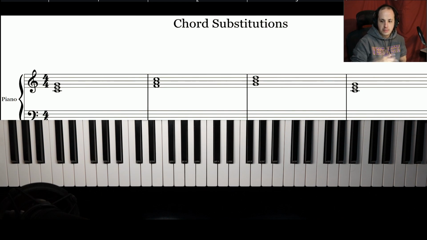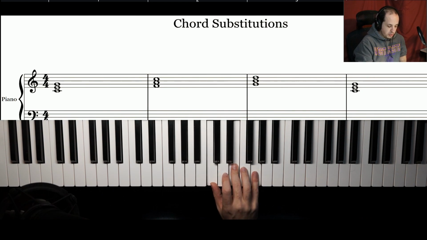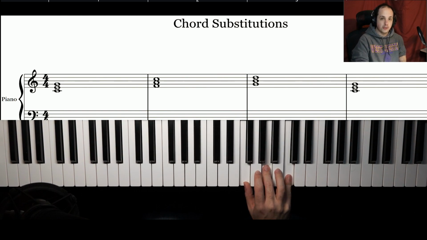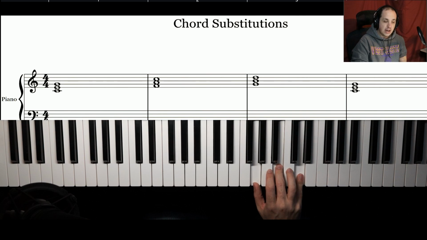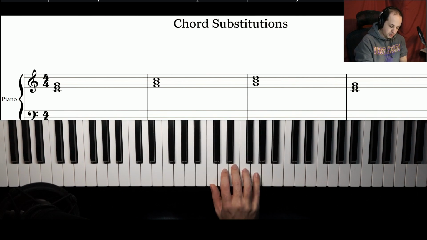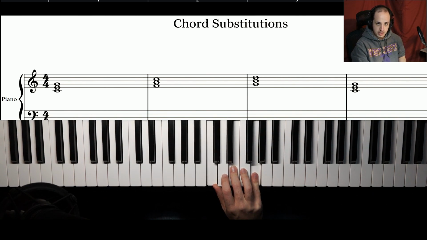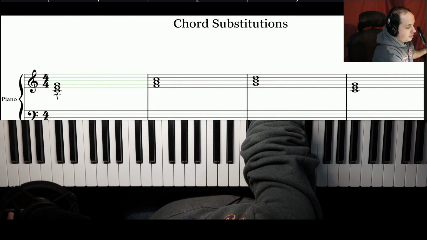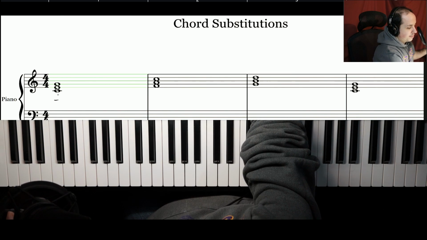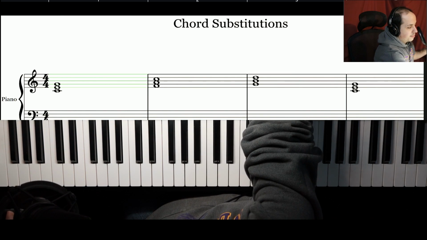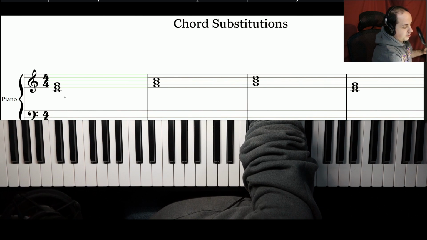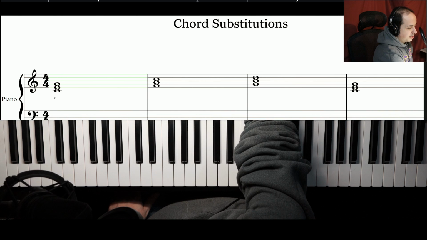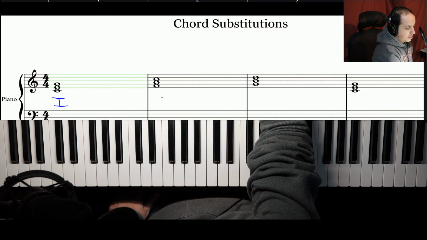1-4-5-1 progression. All that means is that our first chord is built on the first note of the scale. The fourth chord is built on the fourth note of the scale. The 5 is built on the fifth note of the scale, and then you go back to the 1 chord in C major. All right, so let me write these out. So you got 1. Let me draw that a little bit better. You got 1. You got 4.